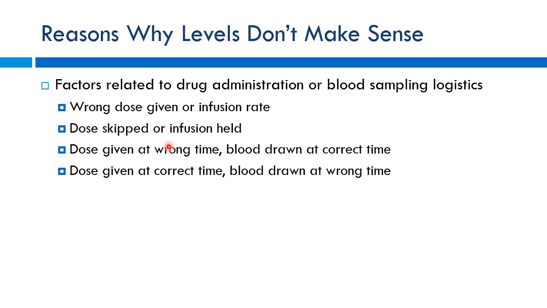And then, if the dose was given at the wrong time, but the blood was still drawn at the right time based on your orders, it's still wrong, right? Or if the dose was given at the right time, but the blood was drawn at the wrong time, it's still wrong. So in either case, you need to know the difference between the two time points.